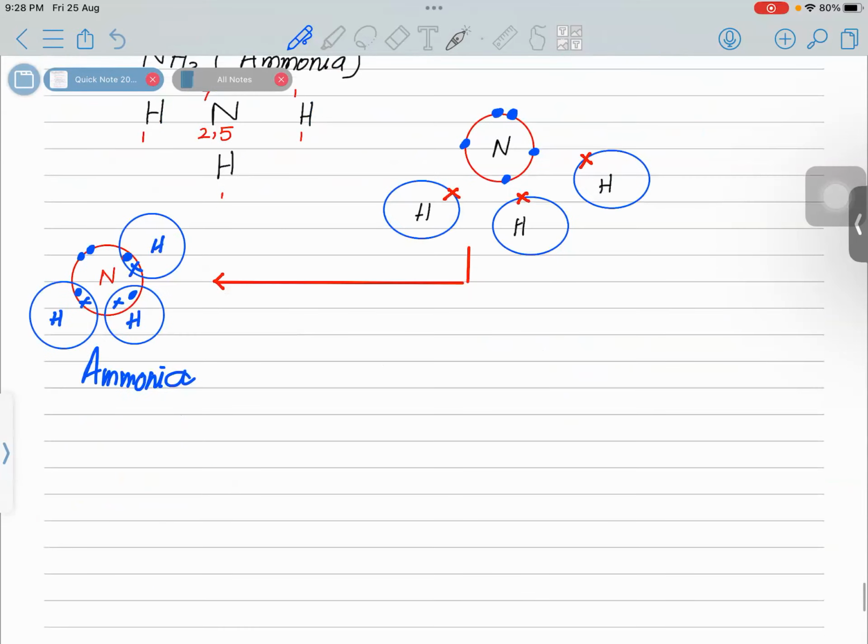Now draw the next structure and send it back to me on my WhatsApp number, right? Next is methane. Send me a picture, right? Methane is CH4.